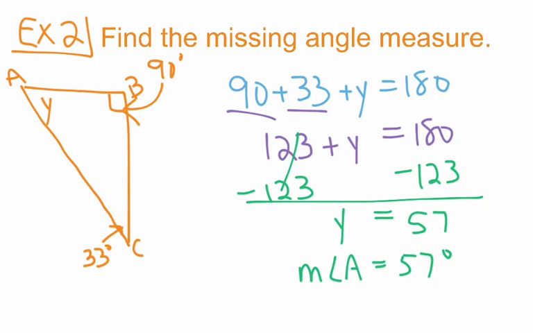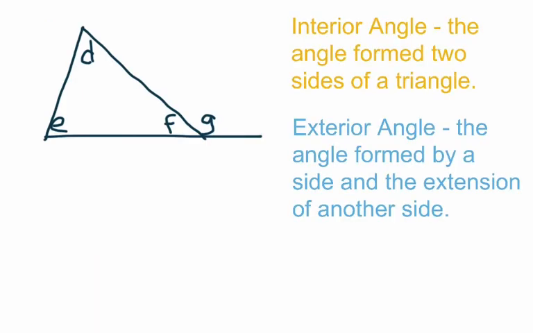Now we're going to spend some time looking at what are called exterior angles of a triangle with our second theorem. Before we get to our next theorem, we need to go over a little bit of terminology, some definitions. So our first definition is for what are called interior angles, and those are the angles formed by two sides of a triangle. So we have angle D is an interior angle formed by these two sides here.